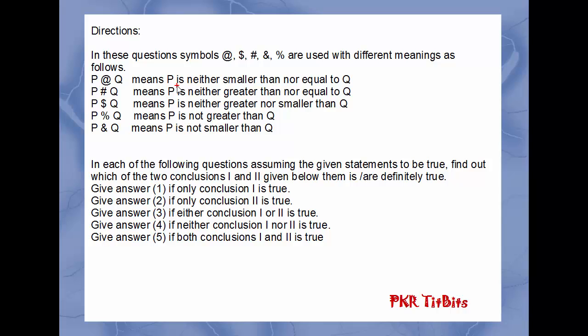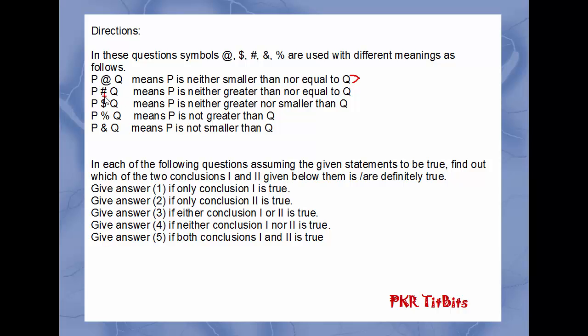In IBPS, this is one of the general formats of asking the questions. You can see this more at PO level, where they give symbols and we have to solve this as well. But at clerk level, they give the less than and greater than symbols directly. So here, P at the rate Q. Here we have to decode at the rate as neither smaller than nor equal to. So it is greater than.